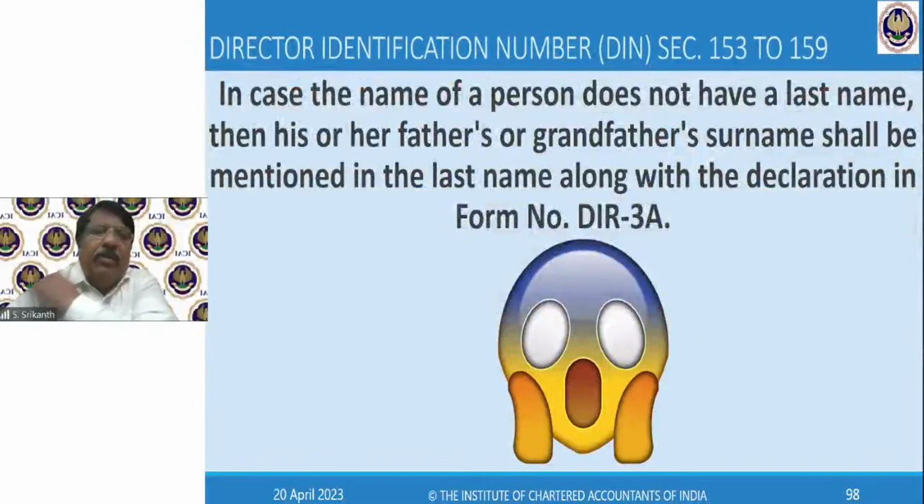In case the name of a person does not have a last name, then his or her father's or grandfather's surname shall be mentioned in the last name. I wish they had not put surname. I don't have a surname. My father doesn't have a surname. My grandfather did not have a surname. So how can I put one? I am not able to understand this.